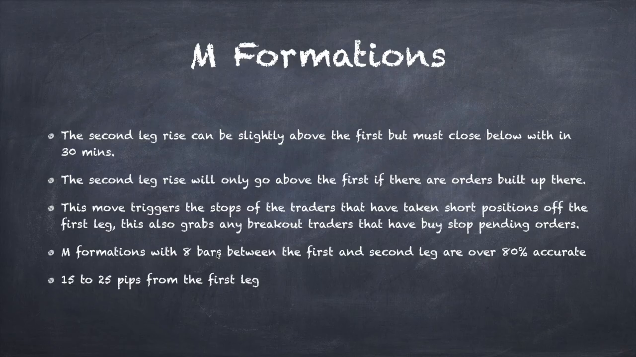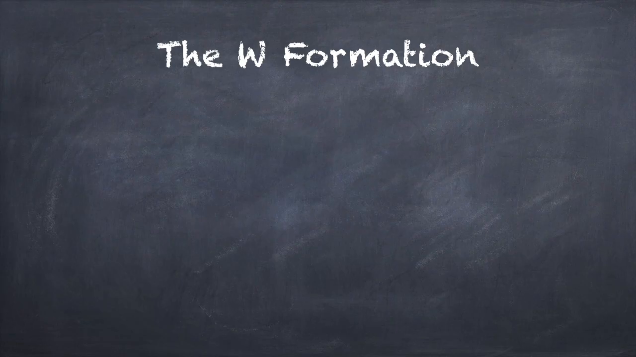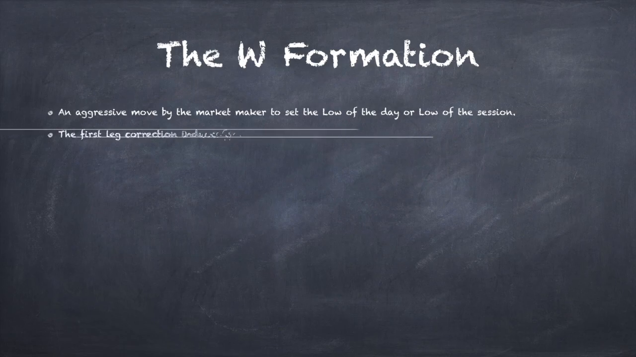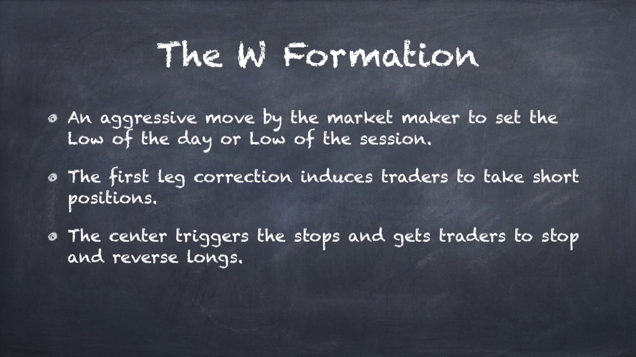All right. Now, W formations. Basically, guys, the W formation is the same thing as an M. It's an aggressive move by the market makers to set the low of the day or low of the session. Same thing. The first leg correction, it basically induces traders to do what? To take shorts. So the center triggers the stops and gets traders basically stopped out and reversed to go long, right?